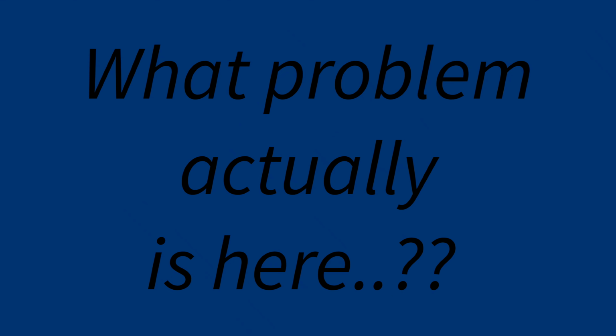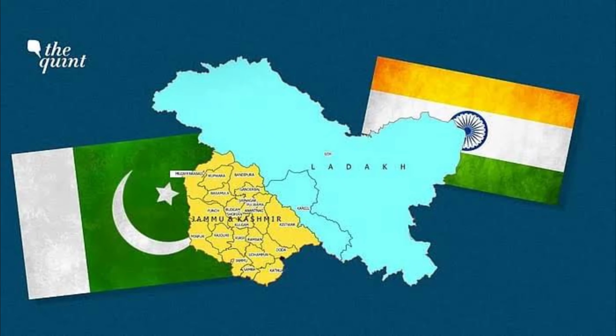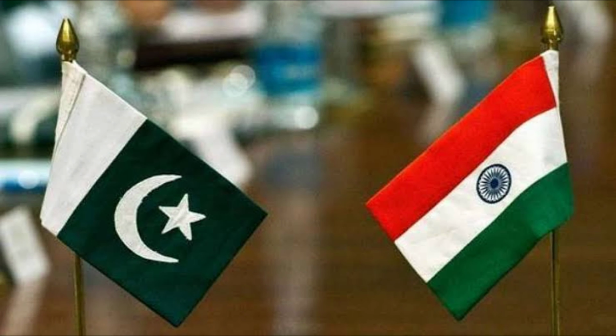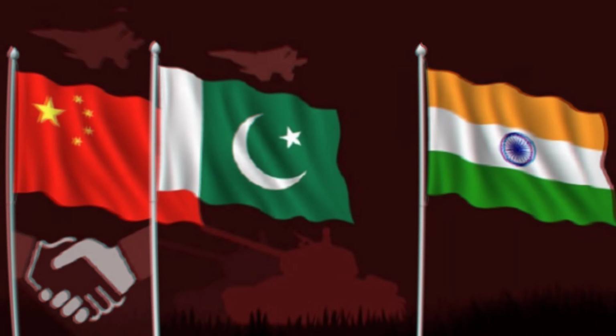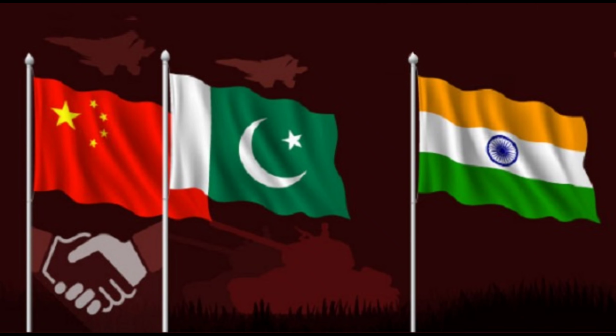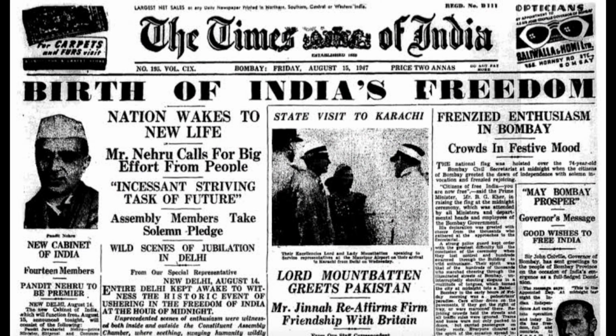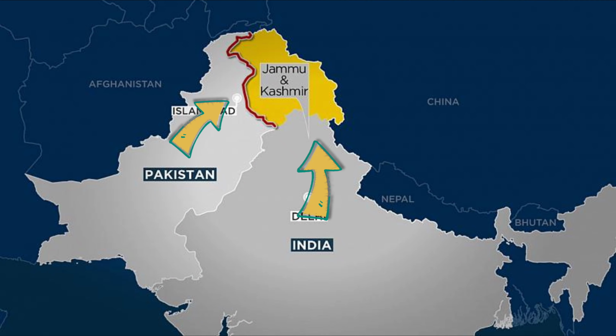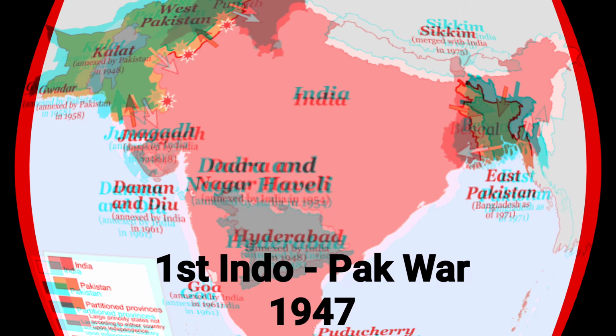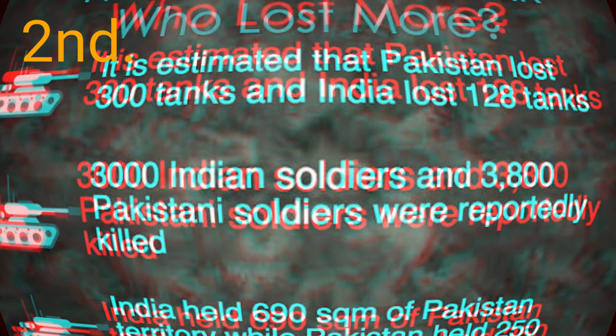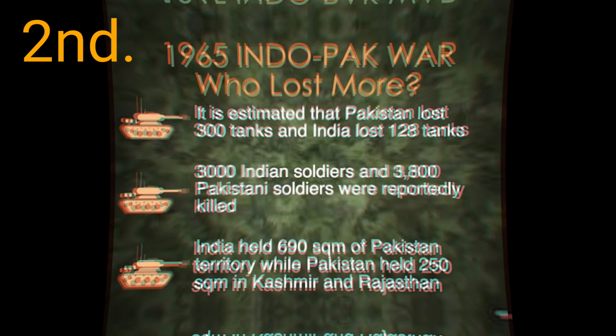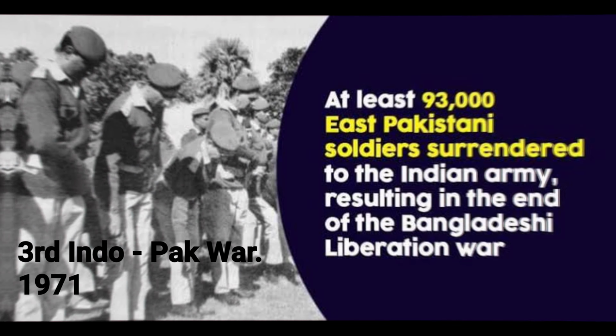What problem actually is here? The Kashmir conflict is a territorial conflict over the Kashmir region, primarily between India and Pakistan, with China playing a third-party role. The conflict started after the partition of India in 1947, as both India and Pakistan claimed the entirety of the former princely state of Jammu and Kashmir. It is a dispute over the region that escalated into 3 wars between India and Pakistan and several other armed skirmishes. How did this conflict come into shape?